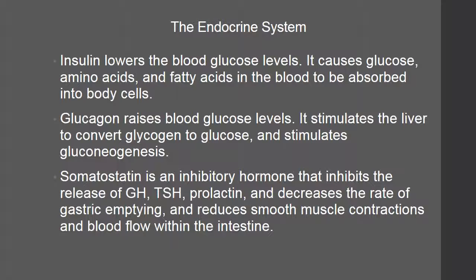Glucagon raises blood glucose levels. It stimulates the liver to convert glycogen to glucose and stimulates gluconeogenesis, or the production of sugar. So if this animal is hypoglycemic, it tries to get the blood sugars back up.